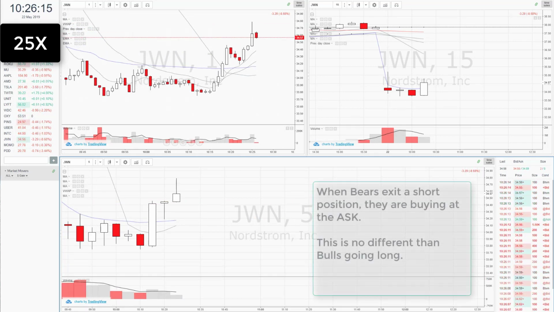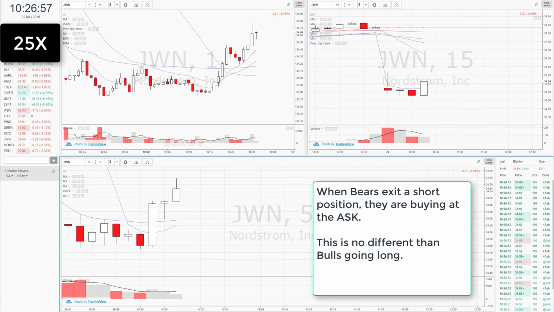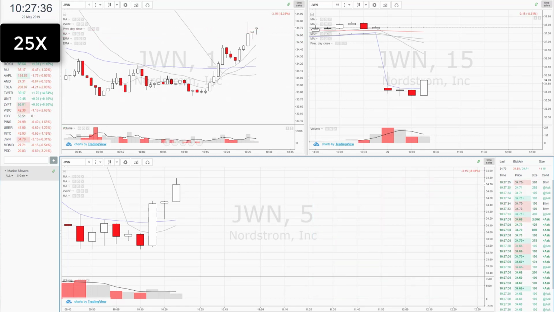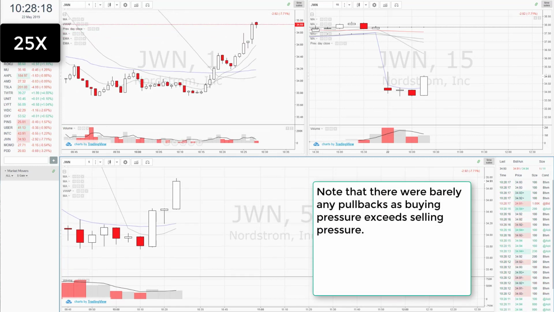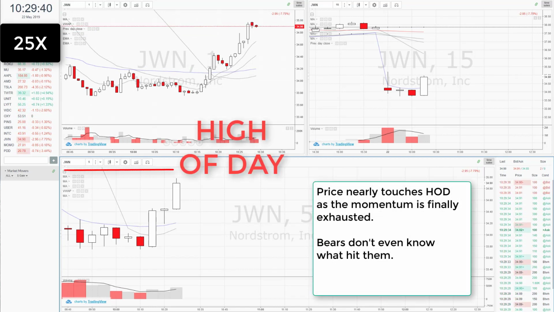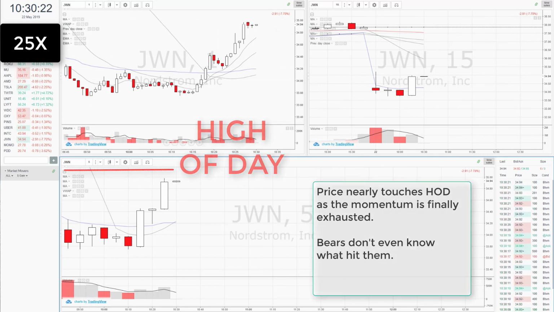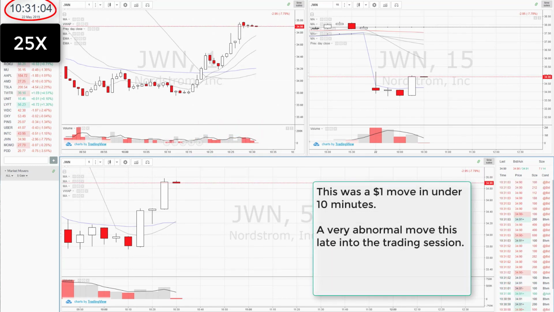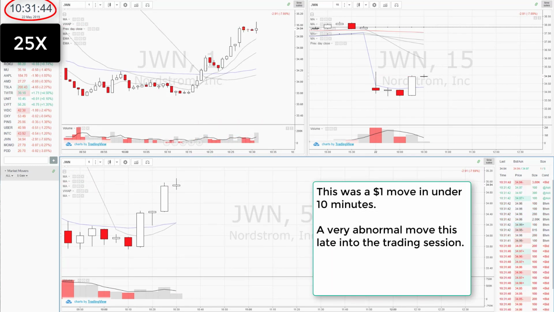When bears exit a short position, they are buying at the ask. This is no different than bulls going long. Note that there were barely any pullbacks as buying pressure exceeds selling pressure. Price nearly touches high of day as the momentum is finally exhausted. Bears didn't know what hit them. This was a $1 pop in under 10 minutes.